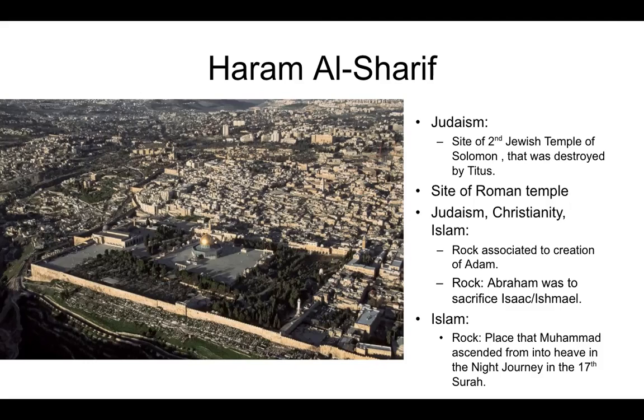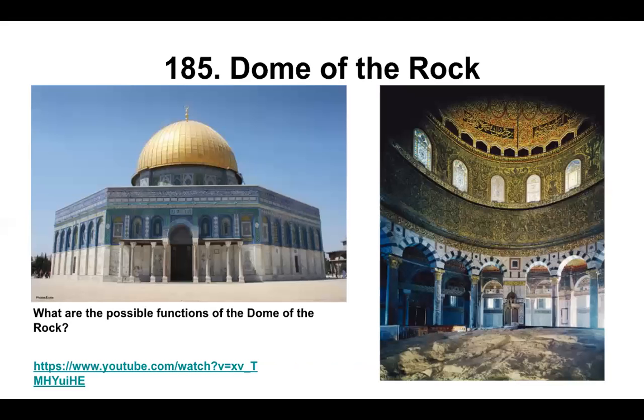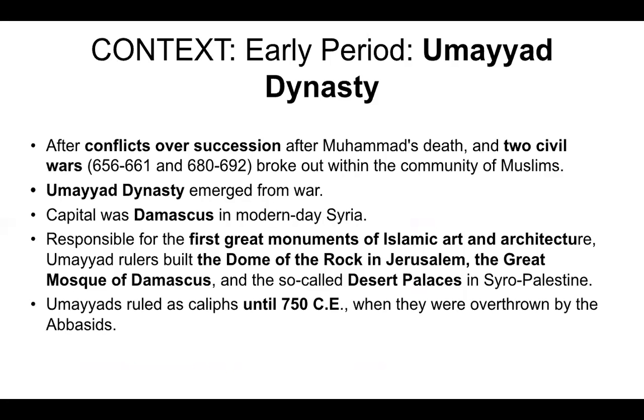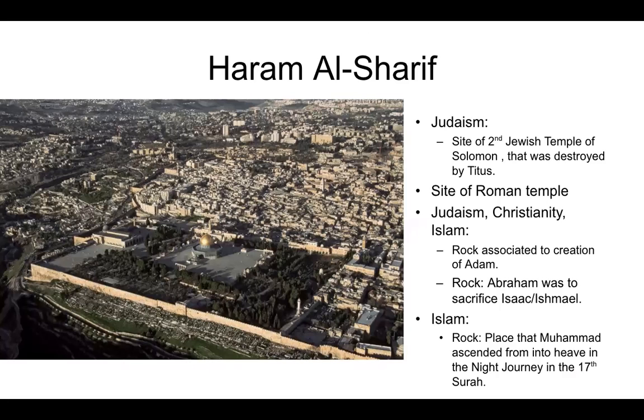Which number is it? Yeah, this is Dome of the Rock, 185. Sorry about that. So 185. So it's the site of a Roman temple for Judaism, Christianity, and Islam.